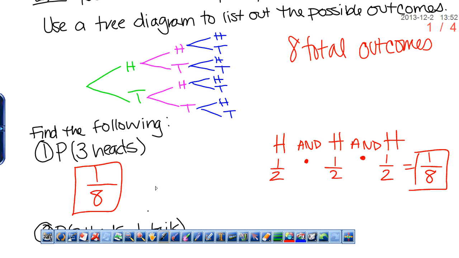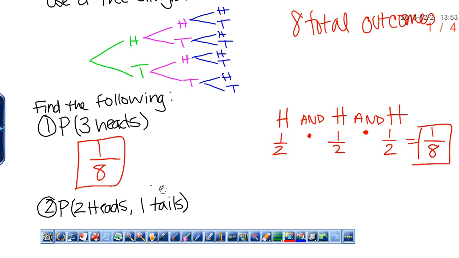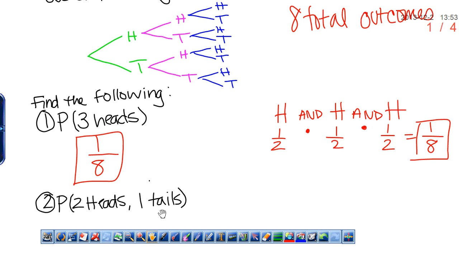Questions on that? All right. Let's talk about the probability of getting 2 heads and 1 tails. Now, it does not specify 2 heads, then a tails, or heads, tails, heads. So it means it can be any combination of 2 heads and 1 tails. So trace your paths on your tree diagram and see how many paths would give you, don't call it out, but how many paths would give you 2 heads and 1 tails.